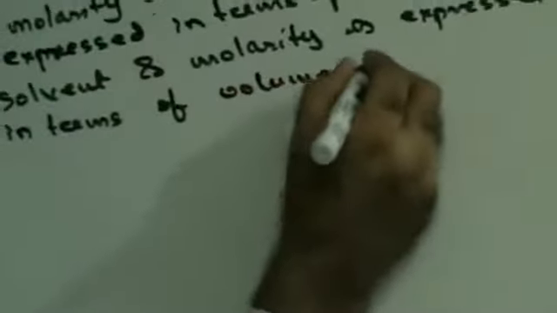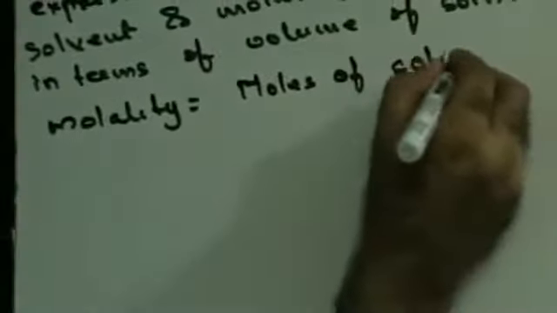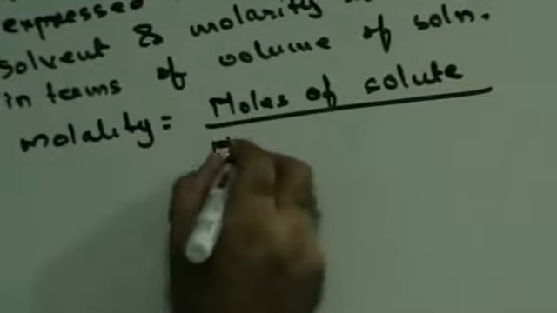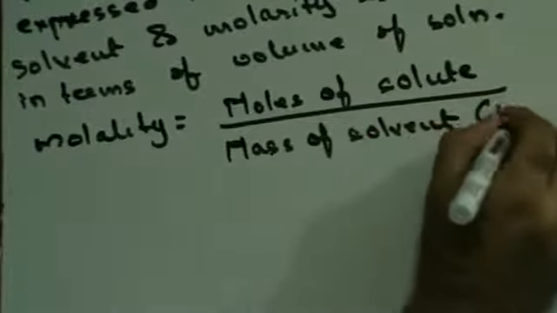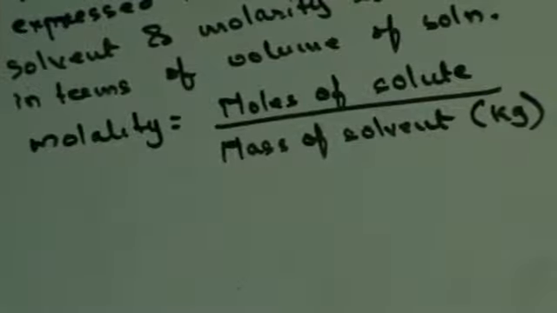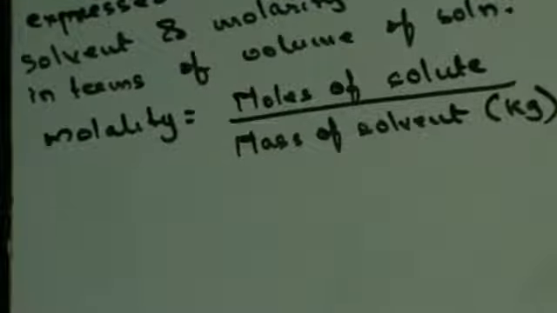Molality is expressed in terms of mass of solvent, and molarity is expressed in terms of volume of solution. That's the difference between molality and molarity. Mathematically, molality is nothing but moles of solute upon mass of solvent. You have to make sure that the mass of solvent is in kgs, just like in molarity the volume of the solution has to be in liters.